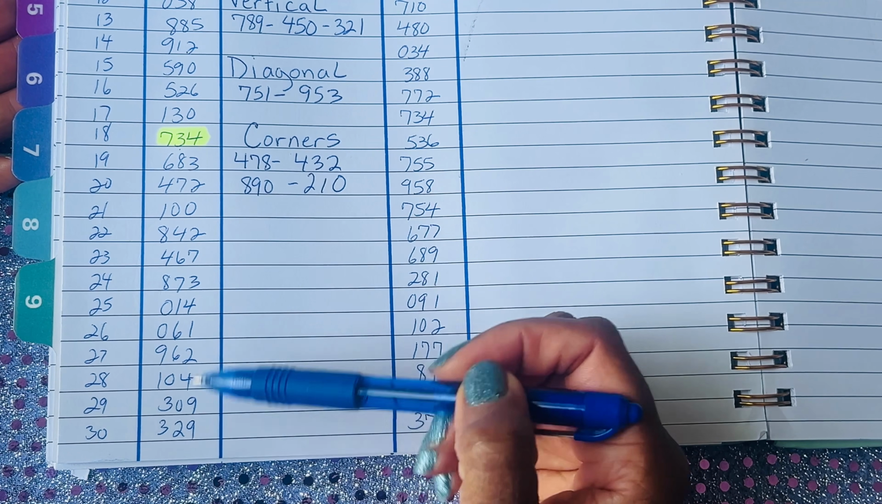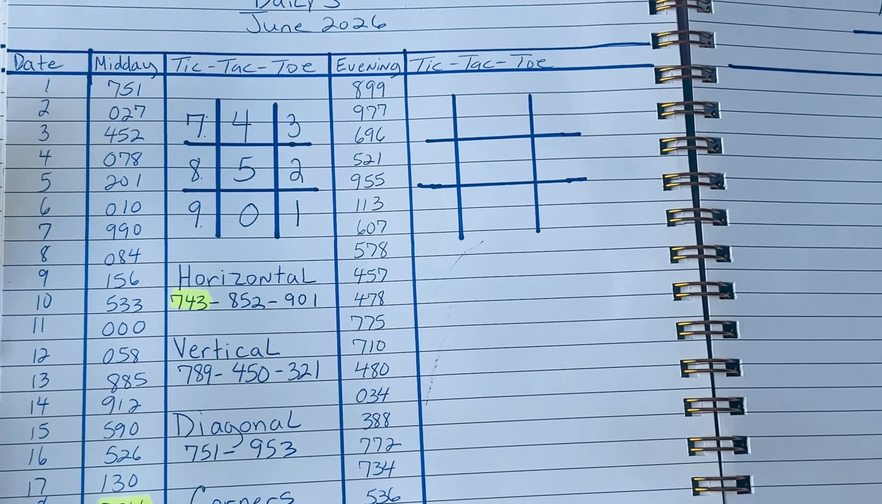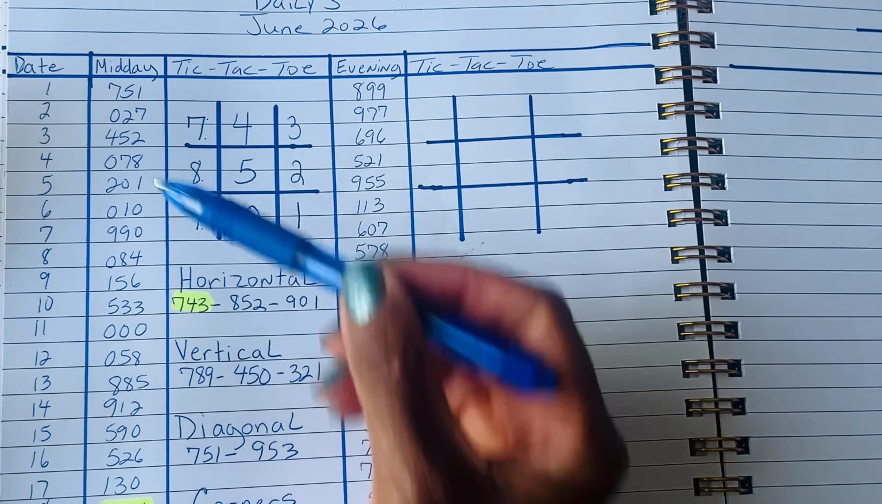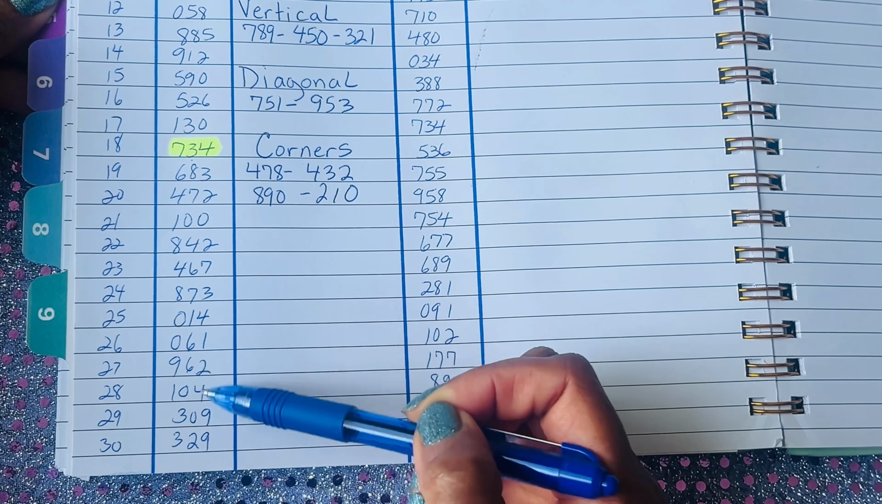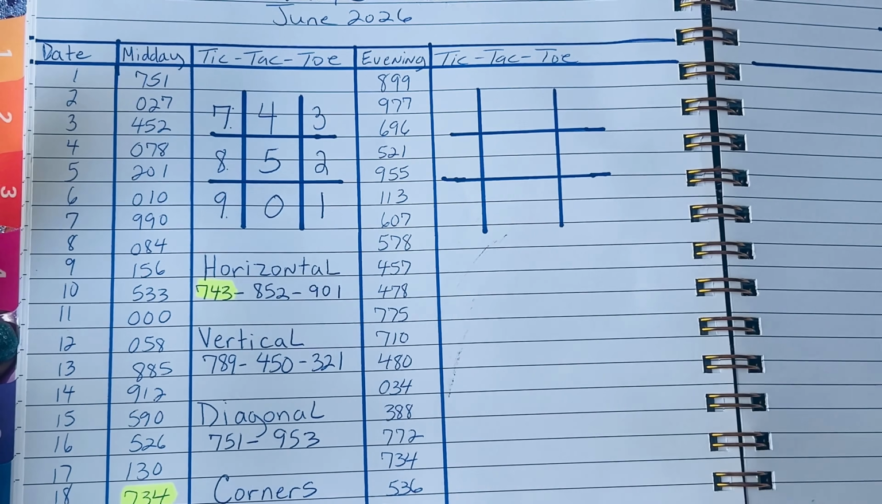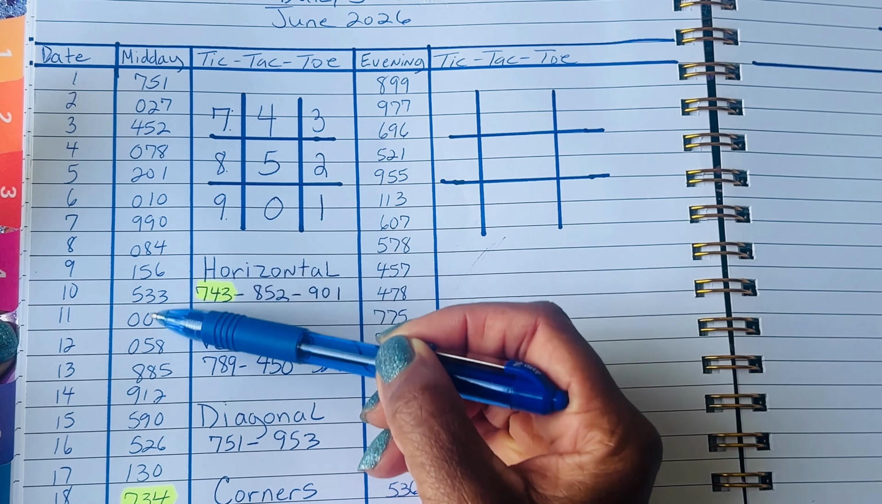And 901 did not appear. So far, one number from the horizontal pattern has appeared. Let's take a look at the vertical number, 789. I'll look for that number. I don't see it, so let's move on to the next number, 450. Let's look for that.